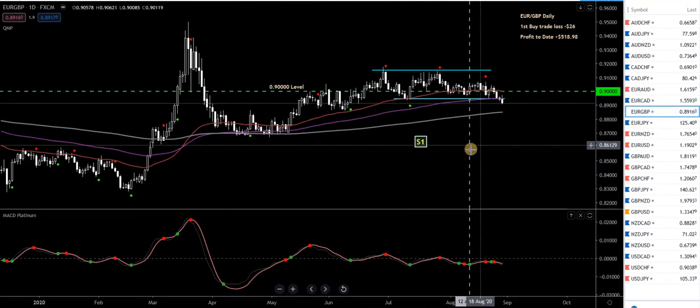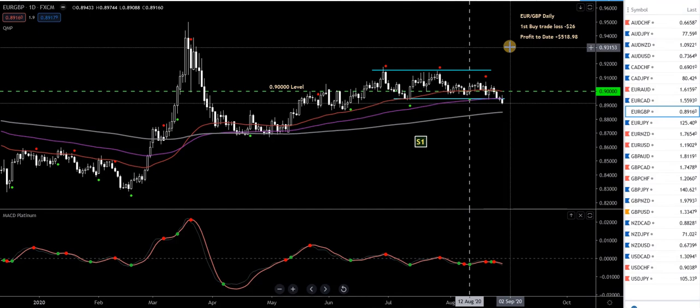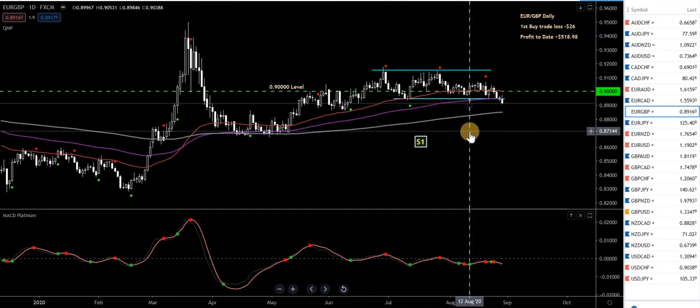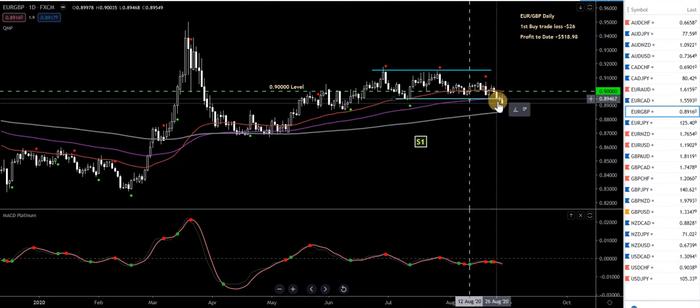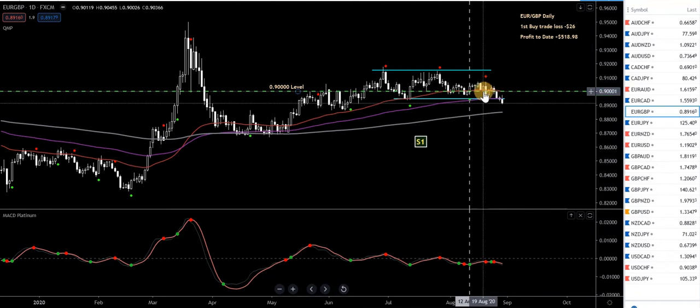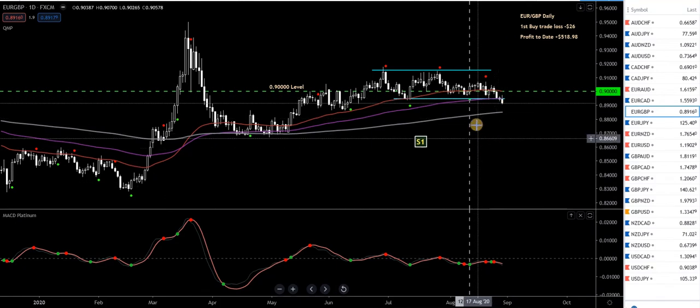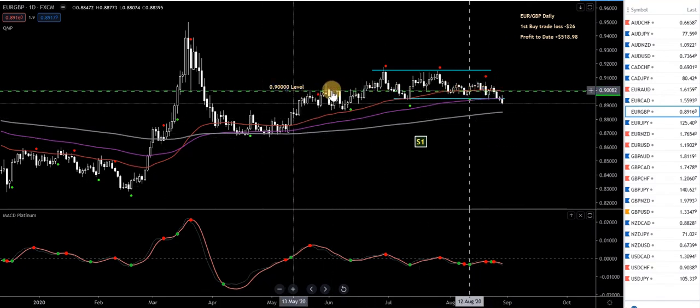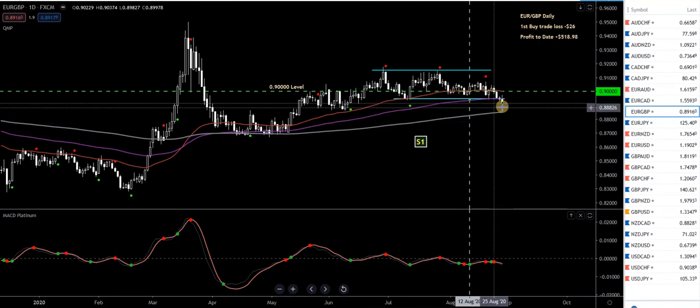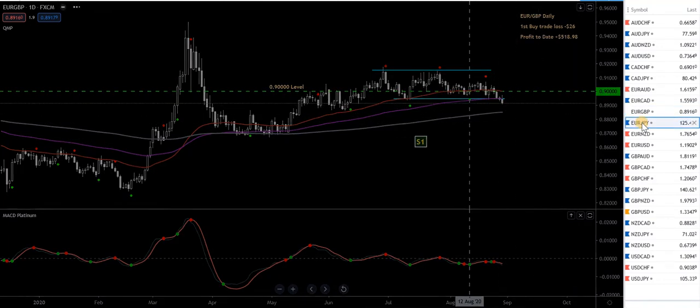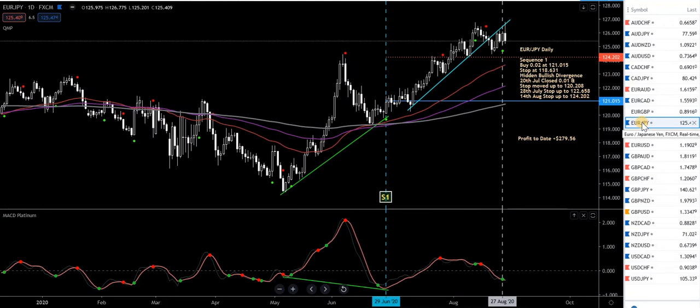Euro Pound, no trades on at the moment. Took a loss on this buy here. Just got out of it when I had the sell signal, which is probably a good thing as it's gone down, broke this sort of support level now. Yeah, just going sideways. That green line's a 90-cent level, just a big number. Not much happening at the moment on the Euro Pound. Can be a slow mover, so yeah.